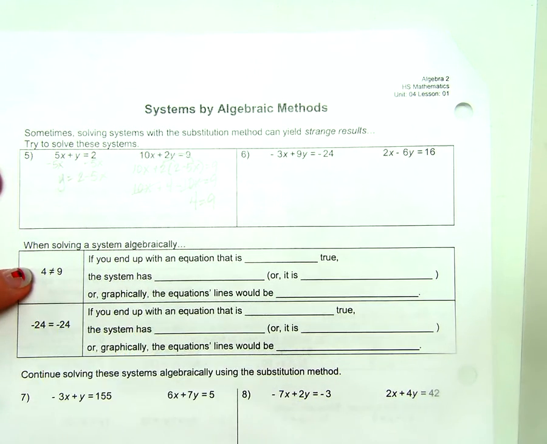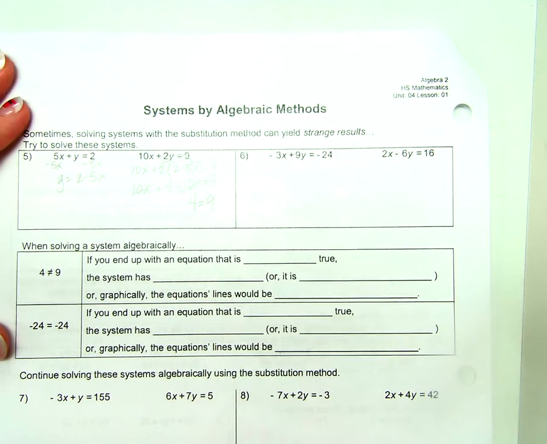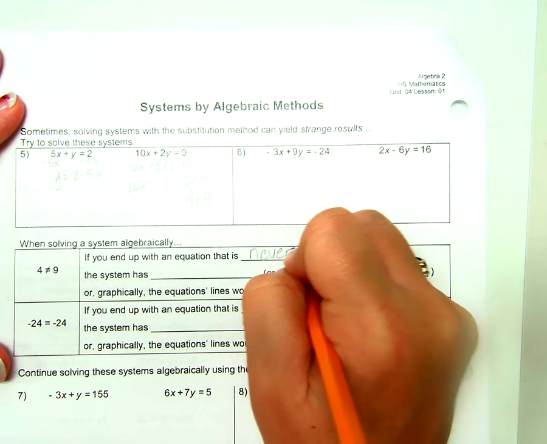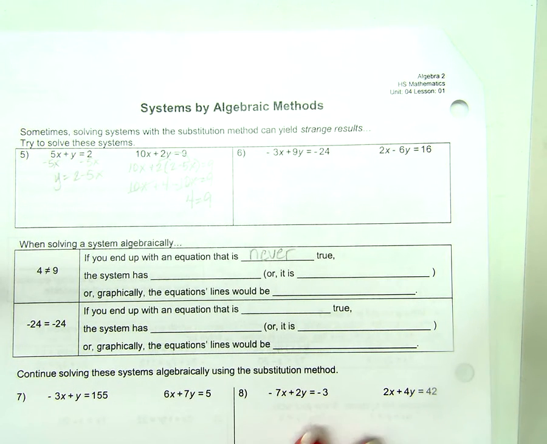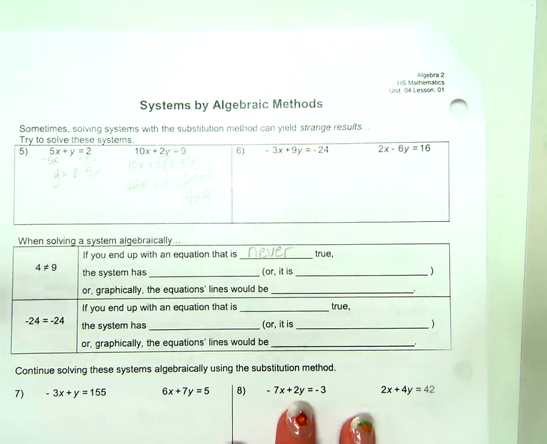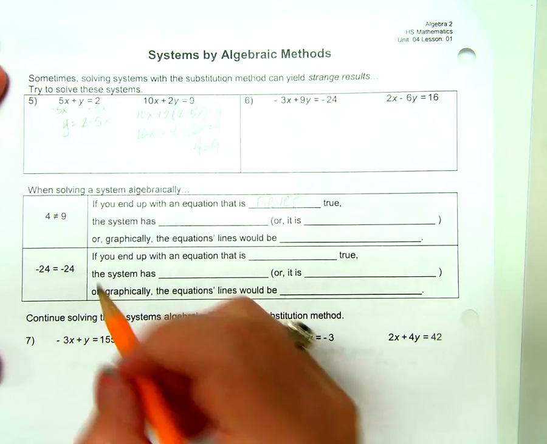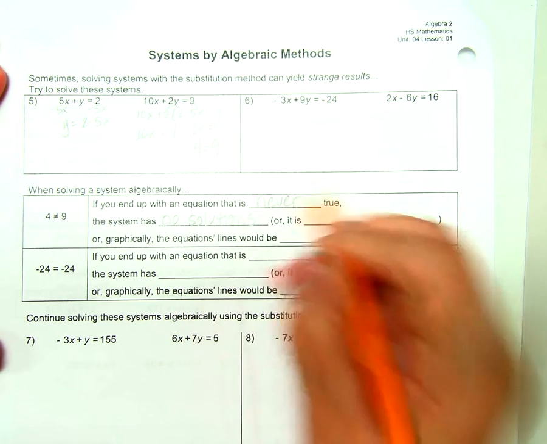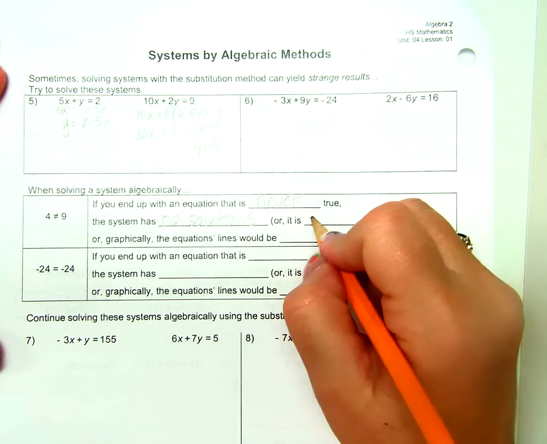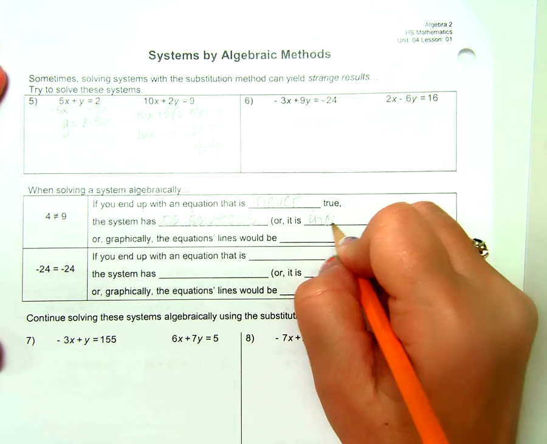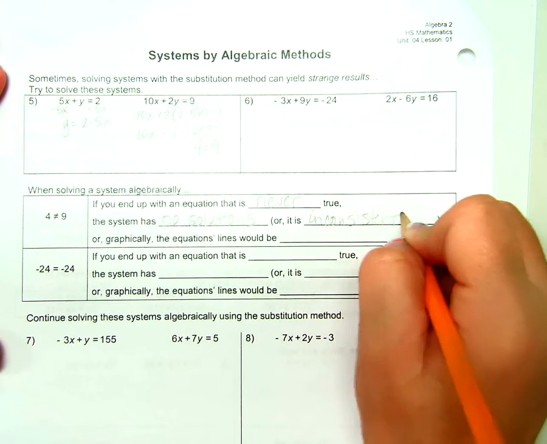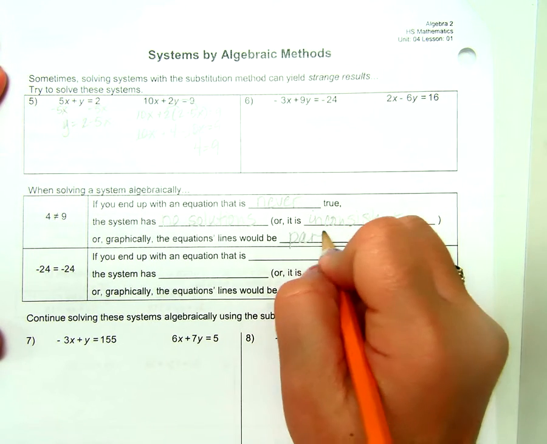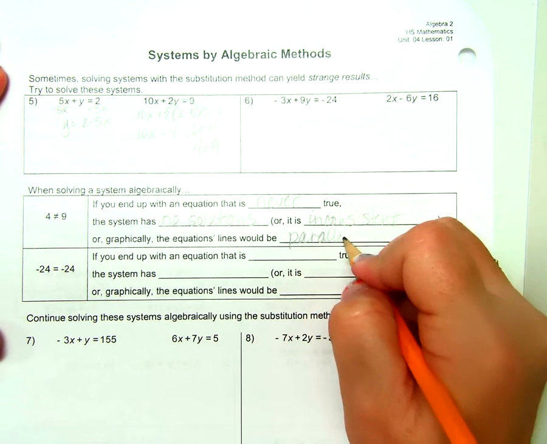So if you end up with an equation that is not true, let's make it more mathematical, never true, 4 will never equal 9, the system has no solutions. Or it is, remember from the other worksheet, inconsistent, so graphically the equations would be parallel. P-A-R-A-L-L-E-L.